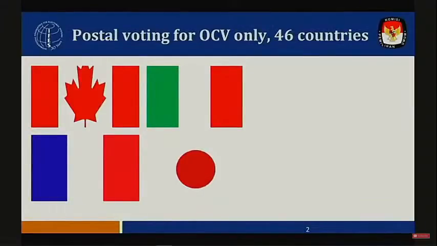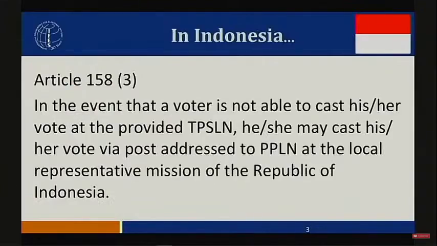There are still 46 countries in the world, and these are just 4 examples, some of the major democracies, that provide vote by mail only out of country. Italy, for example, held a referendum this year. France held local elections. They allow out-of-country voters to vote by mail, but they don't allow mail voting in country. That's 46 countries. Indonesia is one of the countries that provides for optional vote by mail out of country.